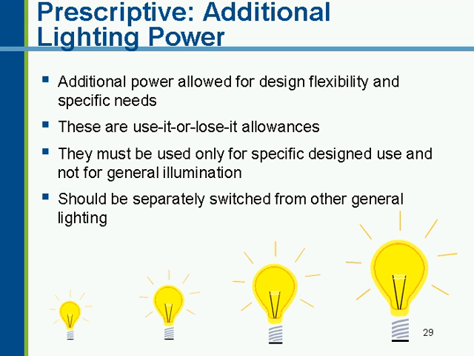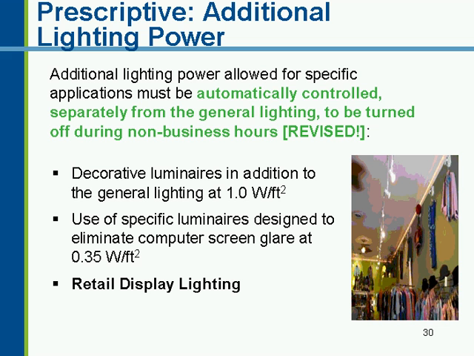To cover these, we want to cover in a little more detail each of the allowances. There are 3 of them. The first one is for decorative luminaires in addition to general lighting, and a typical example might be a chandelier in a lobby. There might be some general overhead lighting and then 1 or more chandeliers as decoration. This would be a classic example of an application that would provide the allowance. And this is 1 watt per square foot for the area that those chandeliers are meant to decorate.